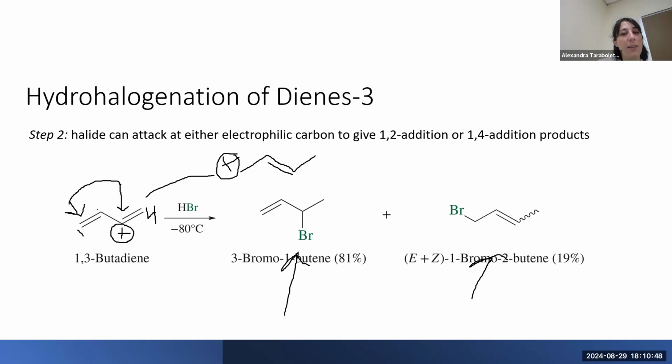So they're actually thinking about it the other direction. This would be 1 here, 1,2 addition, and this would be 1,4 addition. Let me rewrite that. 1, this is.